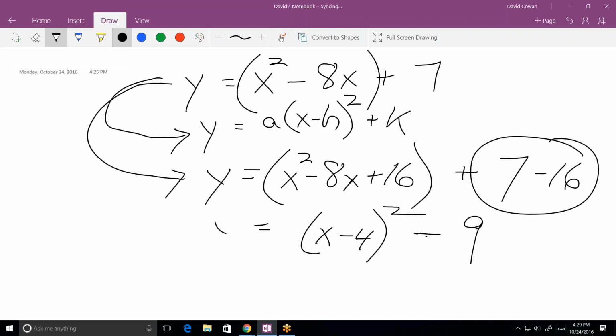Now notice that I've got it in general format. What's A? A is 1, because there's no coefficient out front. H is what? Positive 4. And K is what? Negative 9. Make sure you don't get the signs wrong.